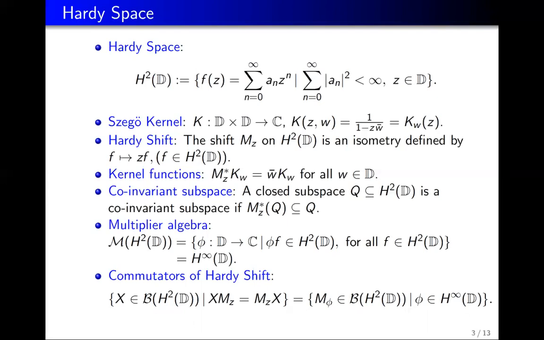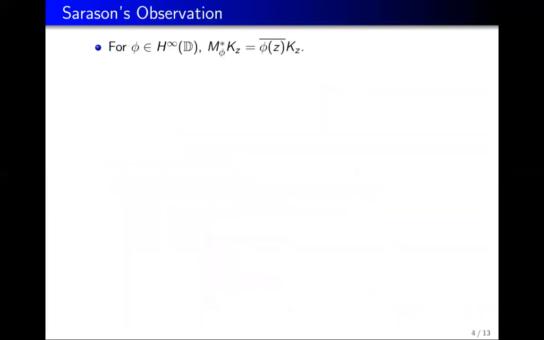We do need one more property of this multiplication operator. Take a multiplier phi from H infinity of D. Then the adjoint of the associated multiplication operator M sub phi also has a similar property to what M_z had. We have seen before that the kernel functions are the eigenvectors of this operator with eigenvalue phi of z bar. So that's the other thing we need.